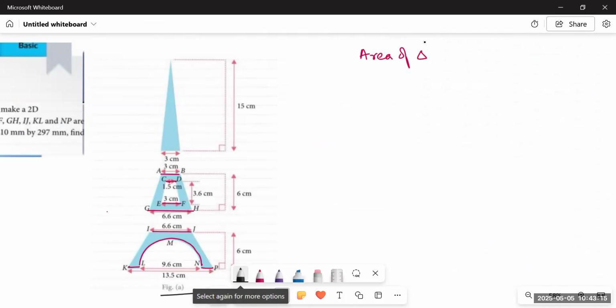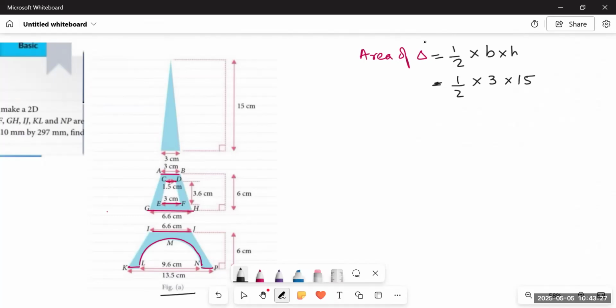The area of a triangle is half multiplied by base multiplied by height. It's very simple. You will take the base as 3. Now you have learned how to identify the base and the height. So we will multiply 3 by 15, we will get 45. When we divide 45 by 2, the answer is 22.5. So the area of this triangle would be 22.5 centimeter square. Let us write it over here.